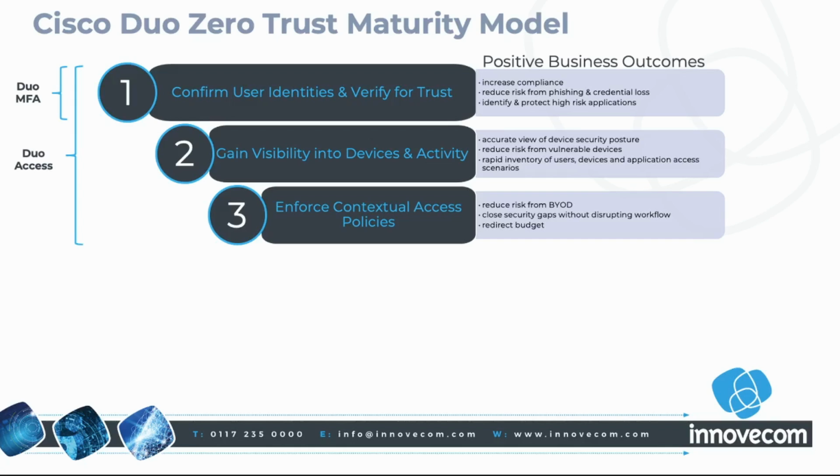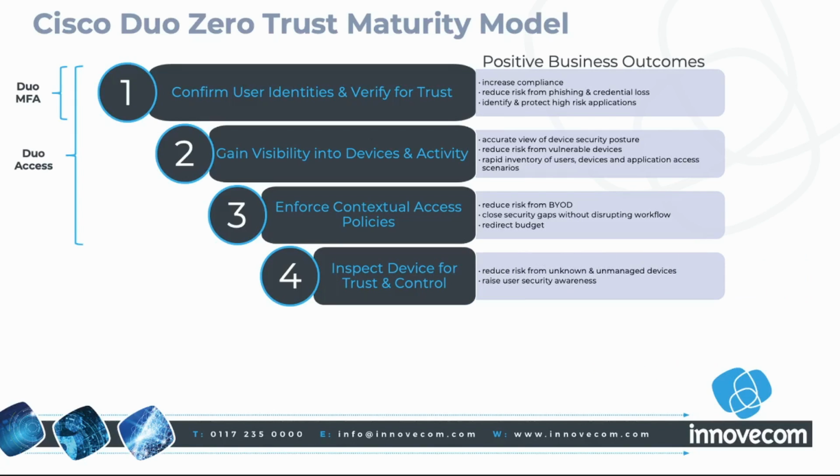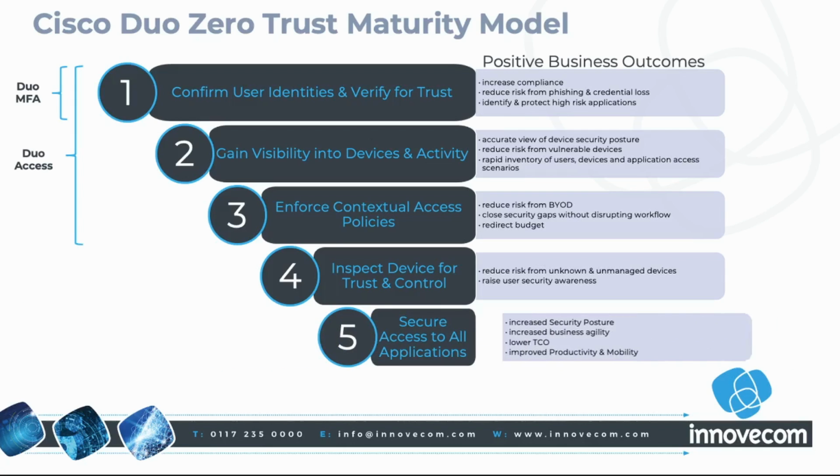But then there's the question of, even if they're in good posture, if it's a personal device, maybe we don't want to let them access our really sensitive data. So we might want to link into, say, the Active Directory domain or an MDM solution, so we can actually identify and certify the corporate devices. So what we want to do is inspect those devices for trust and control and apply management. And finally, we want to apply all those policies to secure each application individually. The Cisco Duo Beyond product level allows us to achieve all of this.